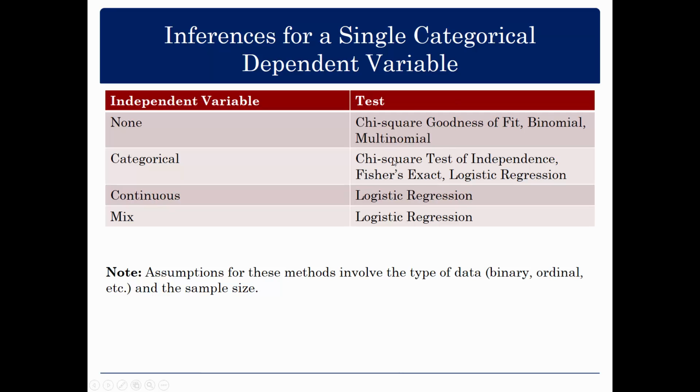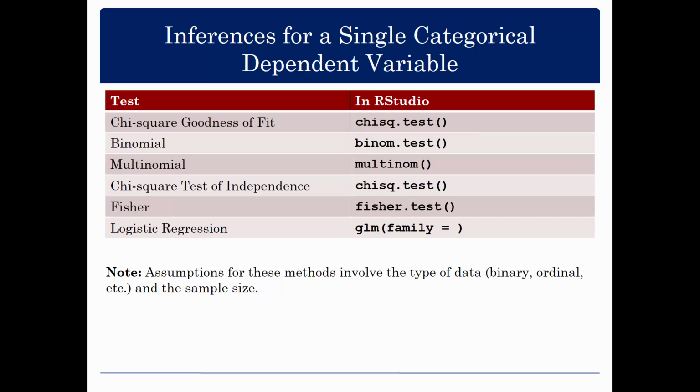And you notice here that logistic regression can really be done for any of the lower ones. When we have what's essentially one sample, we might do a binomial test or a chi-square goodness of fit test. Assumptions for these methods, again, are much less restrictive, and they tend to revolve just around the sample size. So you might have to have a certain number of patients in your study respond before you can do something.